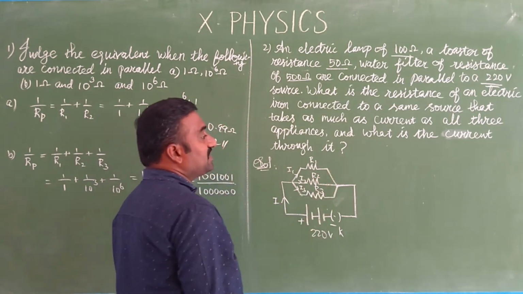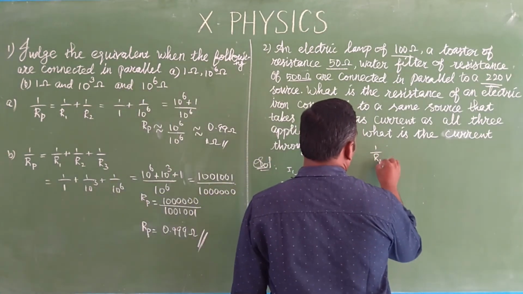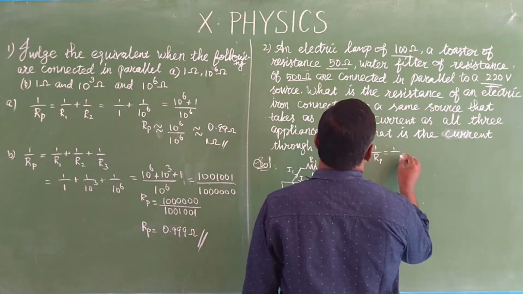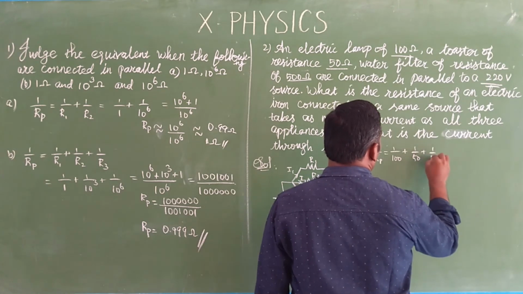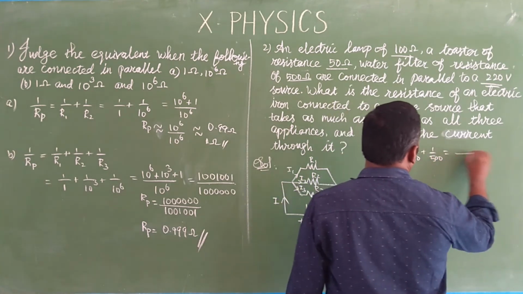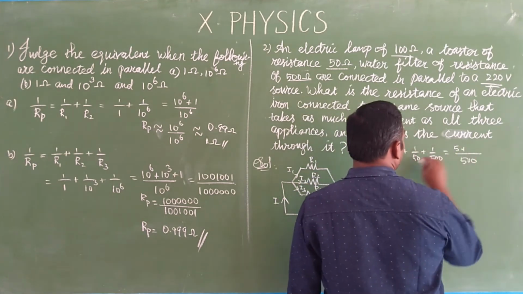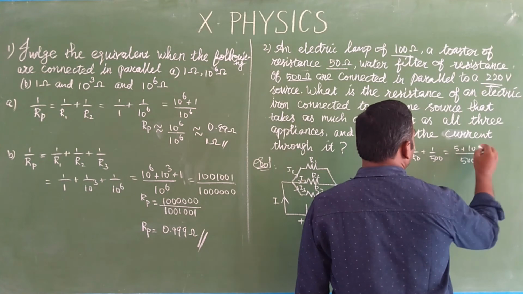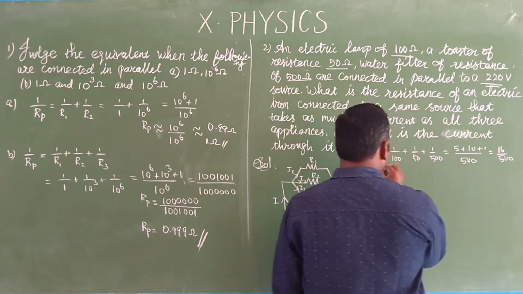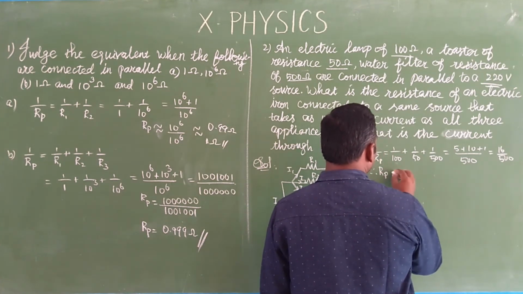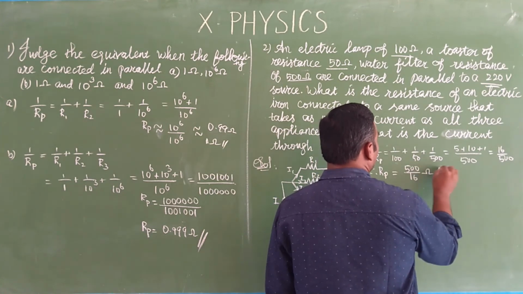So first we will find the equivalent resistance in this combination. What is the equivalent resistance? 1 by Rp is equal to 1 by R1. R1 is 100, plus 1 by 50 plus 1 by 500, which is equal to, LCM is 500. So here we need to multiply 5, here we need to multiply 10, here we need to multiply 1. So 16 by 500. But the equivalent resistance in parallel is by taking the reciprocal, that is 500 by 16 ohm.